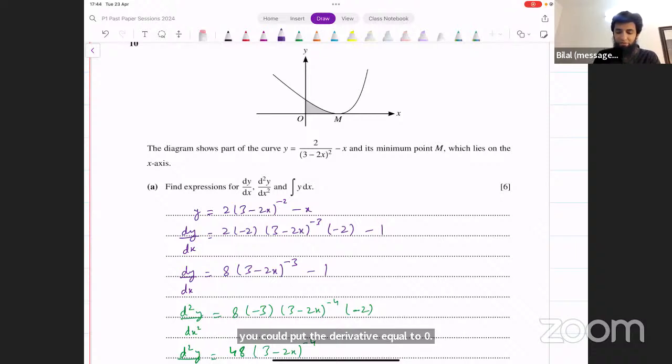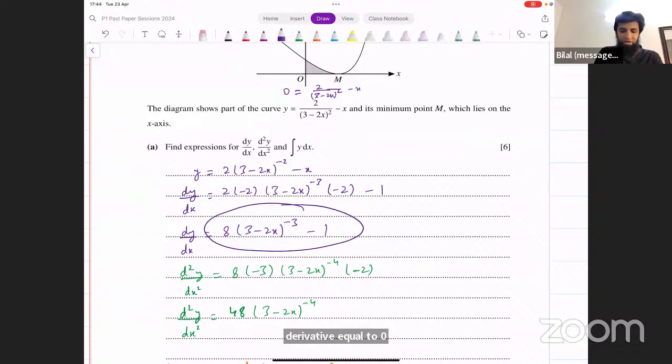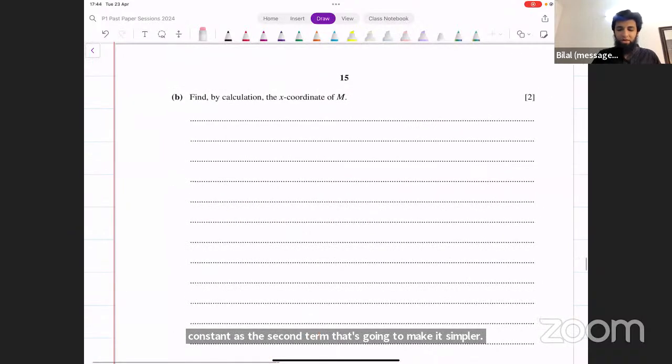If we put y equal to 0 in the original function, that will give us 2 over (3 minus 2x) whole squared minus x, and we'll have to solve this equation. If we put the derivative equal to 0, that's going to be something simpler because we have a constant as the second term. That's going to make things simpler. So let's actually use the derivative here, instead of using that curve. M is the turning point, right?